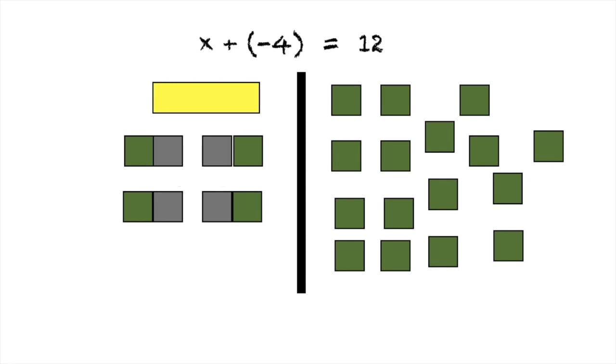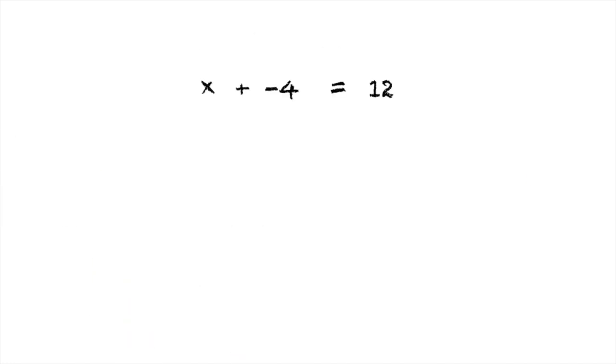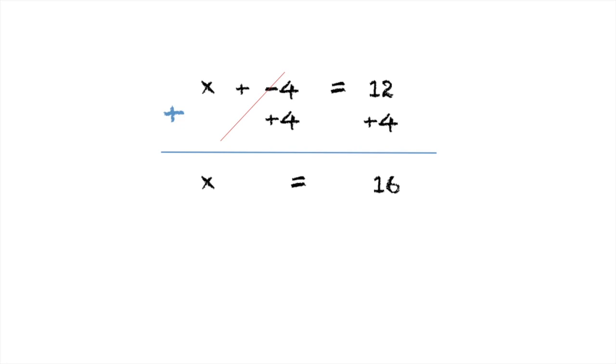By this time, we can now take away our zero pairs because they're just actually equivalent to 0 or nothing. So that gives us x plus negative 4 is equal to 12. We added positive 4 to both sides, so that's plus positive 4 and then another positive 4. Negative 4 plus positive 4 gives us 0, while on the other side, 12 plus 4 gives us 16. So that's x is equal to 16.